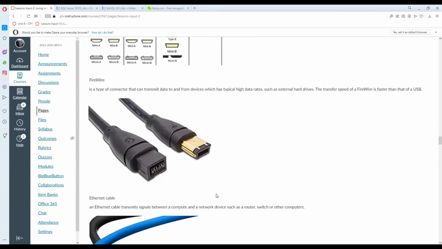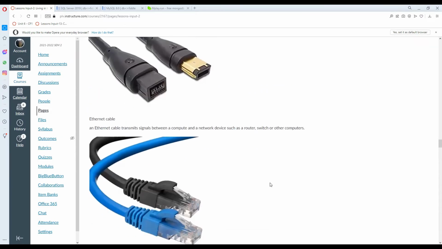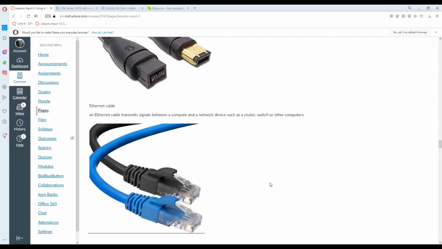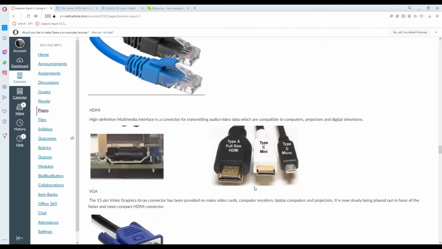Firewire port is a type of connector that can transmit data to and from devices, typically with high data rates, such as external hard drives. The transfer speed of Firewire is faster than that of a USB. Ethernet cable. An Ethernet cable transmits signals between a computer and a network device such as a router, switch, or other computers.